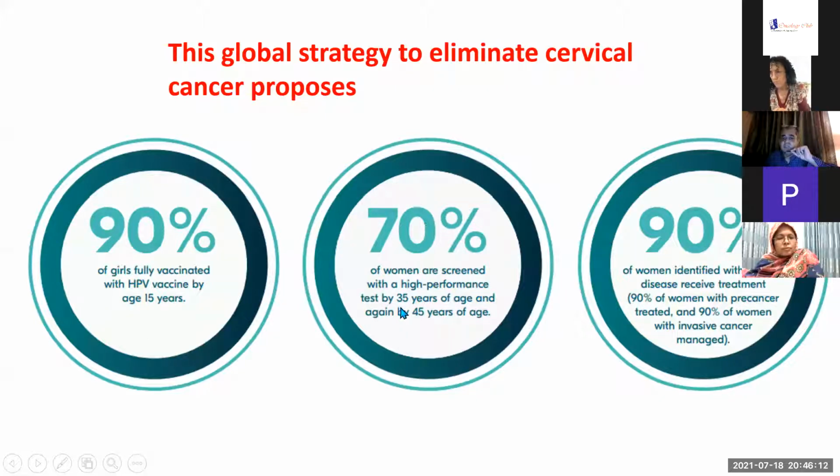70% of women should be screened by a high performance test by the age of 35 years, and again by 45 years. And 90% of women who have pre-malignant disease as well as malignant cancer should be treated adequately. So that is the goal on which WHO is working to eliminate cervical cancer. This is the proposal which WHO has put forth.